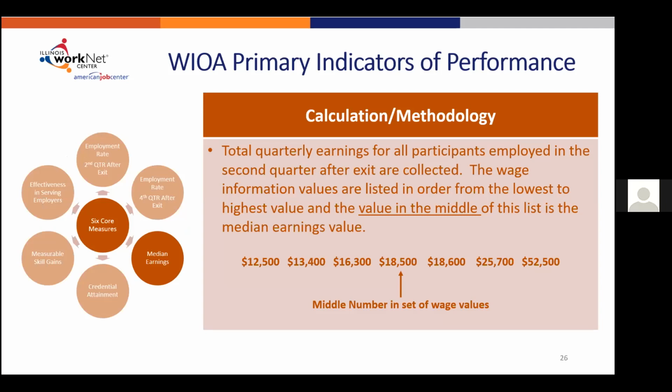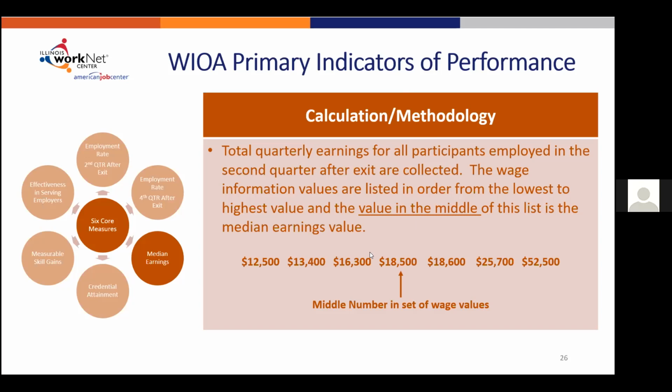Okay, so again, this is very repetitive, but this is a great example that Mark included here. It almost seems too simplistic that we would actually calculate a measure this way, but it's the quarterly earnings. We're just looking at the wages in their second quarter after exit. So say you only have 7 adults employed in their second quarter after exit in any given quarter. In the system, behind the scenes, where performance is calculated in your system of record, they are listed, and the person with the wage right in the middle, 18,500, is pulled out, and that is literally the calculation for your adults. In this example, your adult median earnings rate is 18,500.